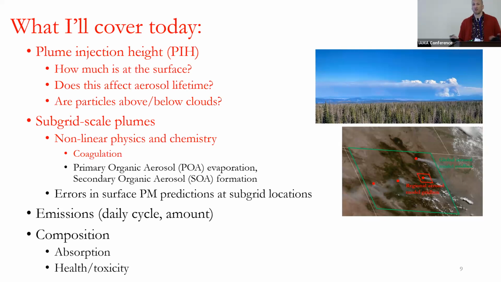So in the interest of time and not wanting to completely bury everyone in details, I'm only going to talk about a subset of these, just what's highlighted here in red. So it'll be split into two parts, one on plume injection height and one on subgrid scale physics, mostly focusing on coagulation.